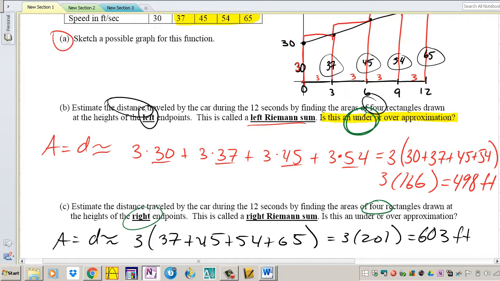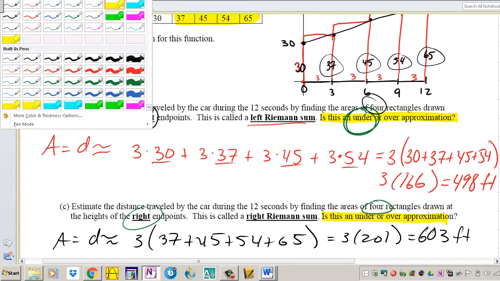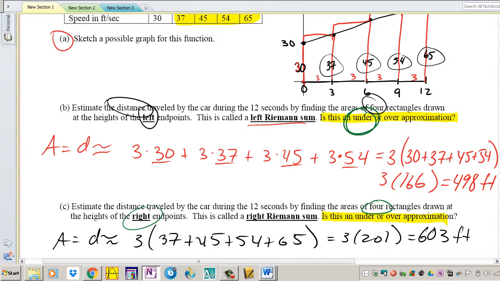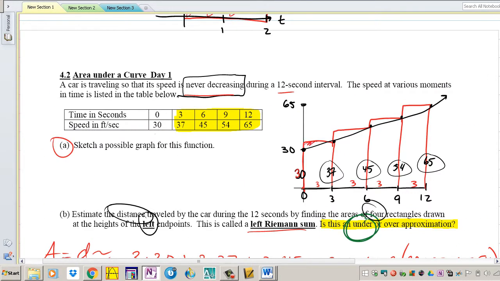Let's go ahead and look at the follow-up question for this. Is it an over or under approximation? And you guys are probably already thinking it's over. I have a lot of area above the actual true area of what this graph could have. So this is an over approximation.